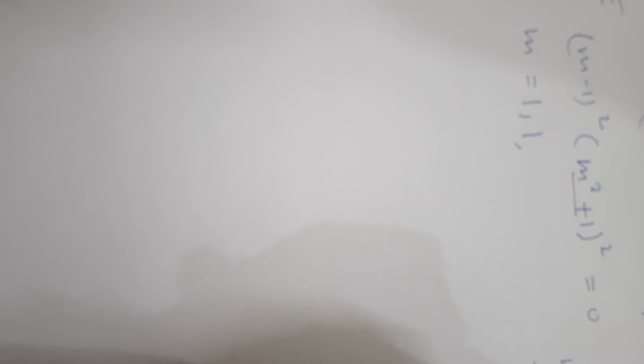This equation is known as the auxiliary equation, and it is clear that the roots of (m − 1)² are 1, 1. And m² + 1 = 0 gives us m = ±i, but here we have the whole square of (m² + 1), so the roots are ±i and ±i. Clear? So here we have two real roots repeated and two complex roots repeated.